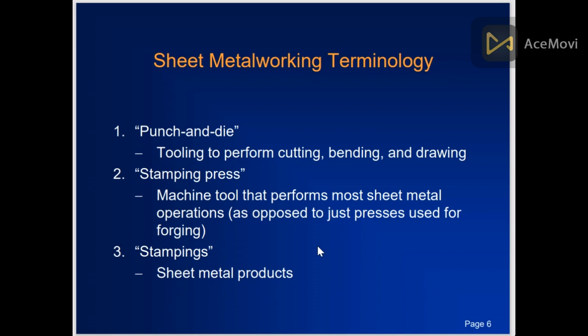Sheet metal working terminologies include punch and die. Die is the required shape and punch is the force acting tool to perform cutting, bending and drawing. A stamping press is a machine tool that performs most sheet metal operations, as opposed to the press used for forging. As the press is used in forging, which we already discussed, this is the stamping process for sheet metal products.